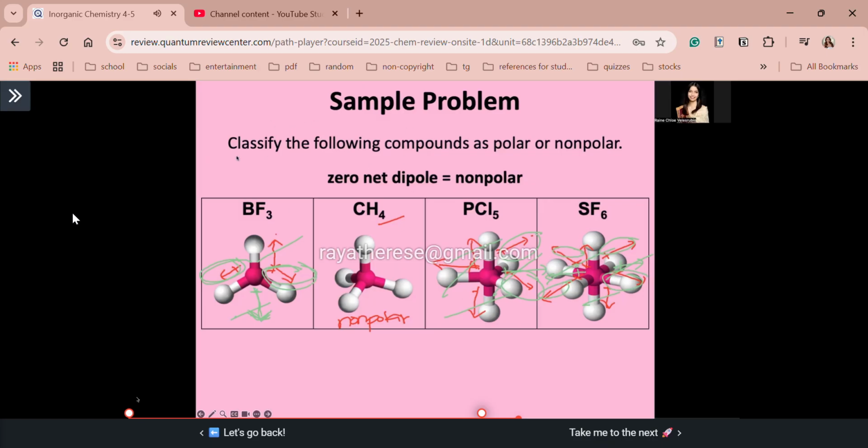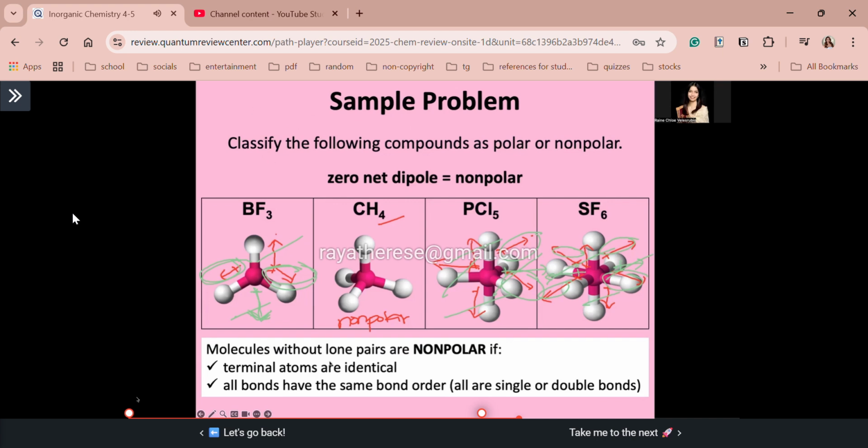Okay? So we can make a generalization. So, molecules without lone pairs are automatically non-polar given the following conditions. Number 1, terminal atoms are identical. For example, dito kay boron trifluoride lahat, fluorine. And number 2, all bonds have the same bond order. So we know, for BF3, lahat naman yung single bonds, diba? For CH4, lahat din single bonds. For PCl5, lahat din single bonds. Okay? For SF6, alam natin lahat single bonds. Okay? I hope that's clear, guys.